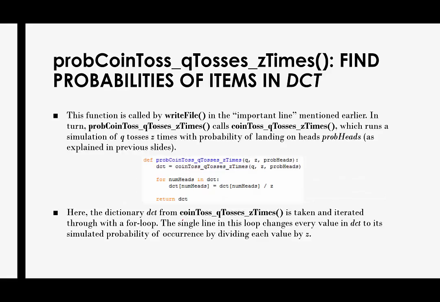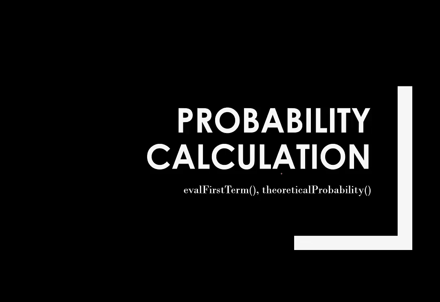So then probability of coin toss Q tosses Z times finds the probabilities of all the items in that dictionary by dividing each key value pair by Z, and then it'll return a number that expresses the probability of that occurrence. So the occurrence of 0 heads in 100,000 tosses would be a pretty high number in the dictionary defined back here, but then you divide it by Z and it'll be like a decimal value, and it returns that dictionary to the stuff in write file that then writes it to the table. Write file also uses a couple of these functions here in probability calculation.